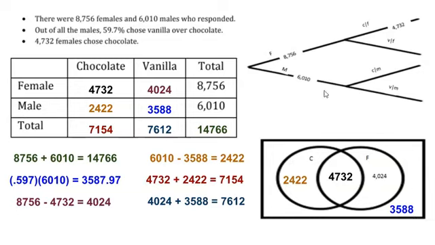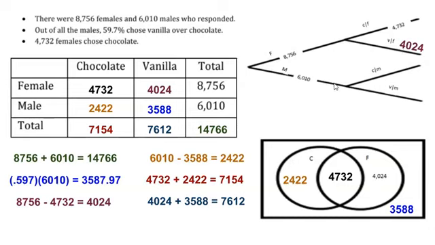Now let's take a look at our tree diagram. We can see that the first branching here, this first piece, it's split between females and males. So that's these numbers here. If we continue down the female branch, it splits between chocolate and vanilla. So 4,732 females chose chocolate, so that's given that they are female, how many chose chocolate? Then this would be how many, given that they are female, how many people chose vanilla, which would be 4,024.